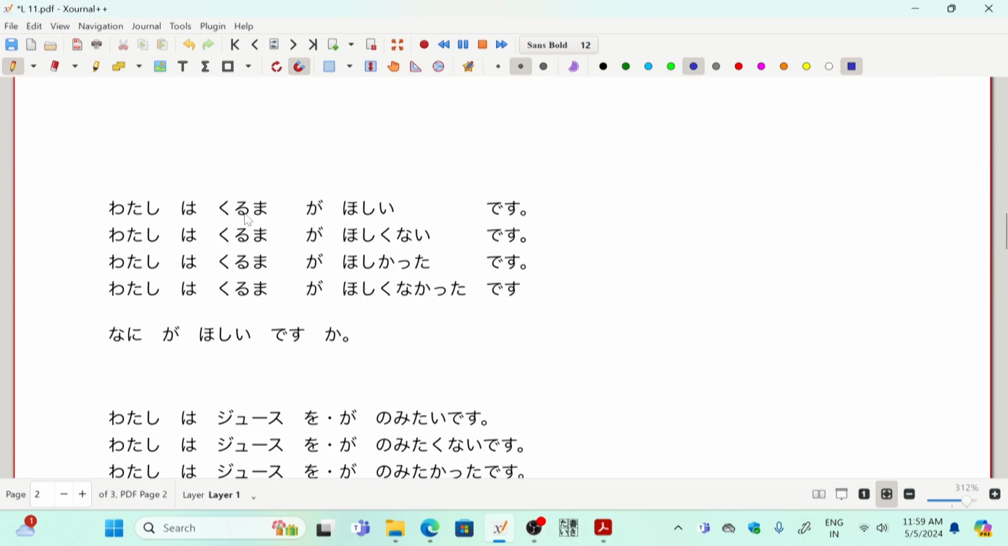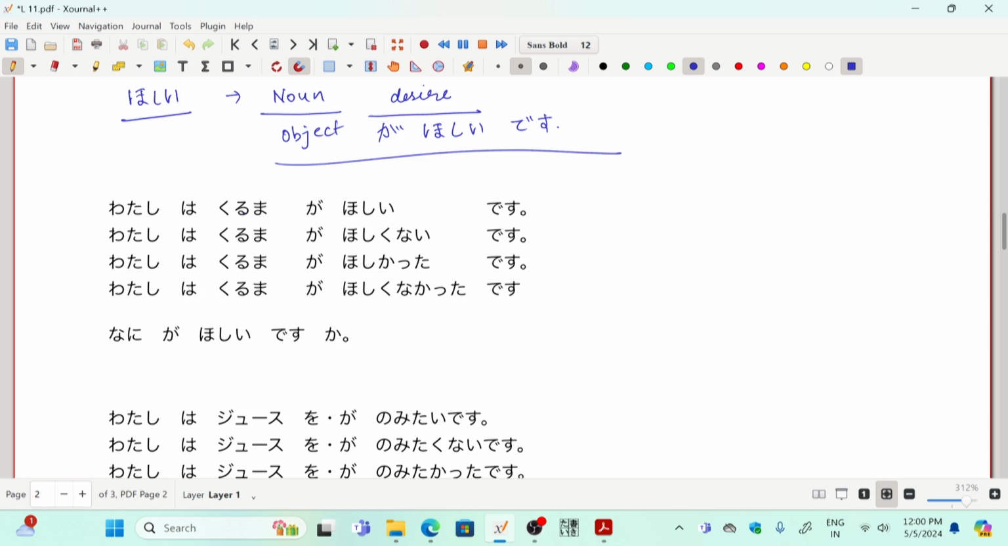Next is Hoshii. So Hoshii we know is used with noun. So when you desire something, noun, you use object ga hoshii desu. So here watashi wa kuruma ga hoshii desu. Watashi wa kuruma ga hoshikunai desu. So now it is the negative. I don't want a car.